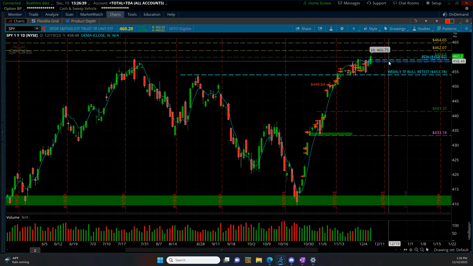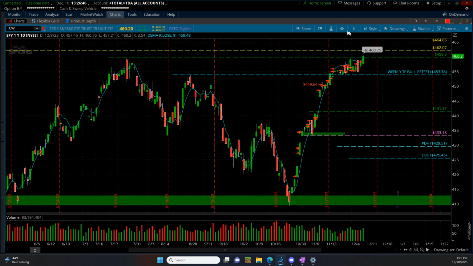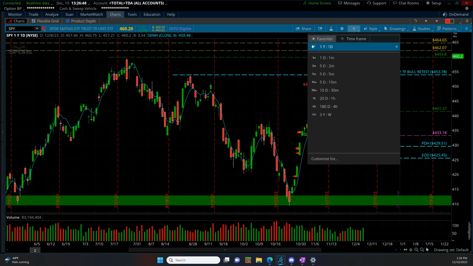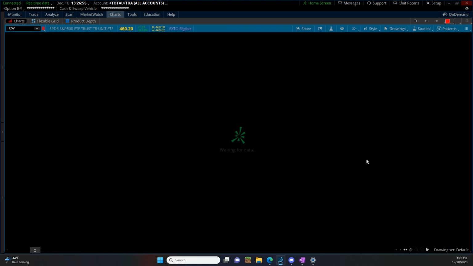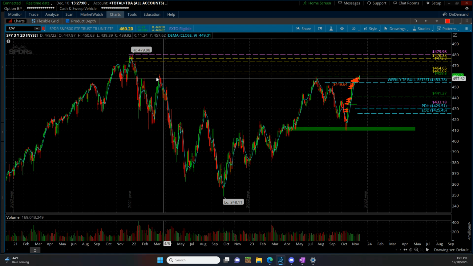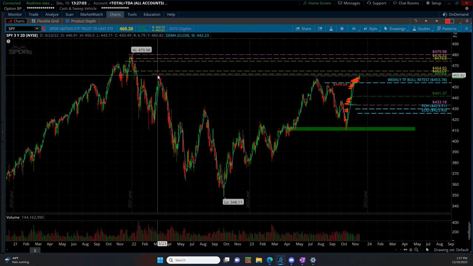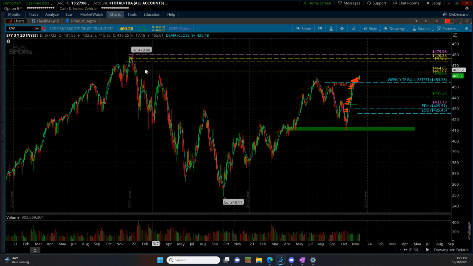So let me move these. 100%. Let me zoom out. Let's just go to the daily first. What I'm going to pop up is the 3-year 2-day. I found this really helps me. When we're pulling levels from super far, I like using this time frame because the 2-day is not that much more significant than the 1-day, and it clarifies things. If I do the 1-day 2-year, it's way too much.